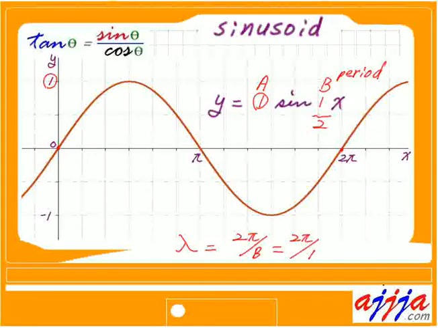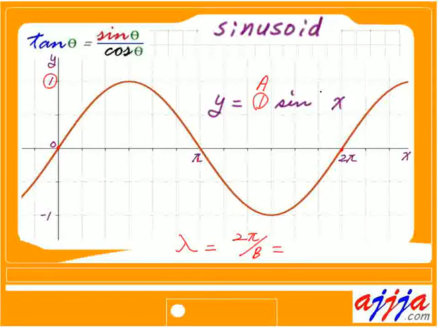What about the value B being 2? Let's use 2. Then lambda, the wavelength, is 2 pi over 2, so we just reduce it to pi. Every pi, we put one full cycle. The same height, same amplitude, but we put one full cycle within pi radians.